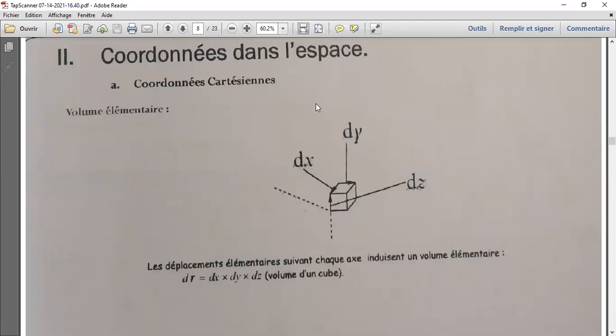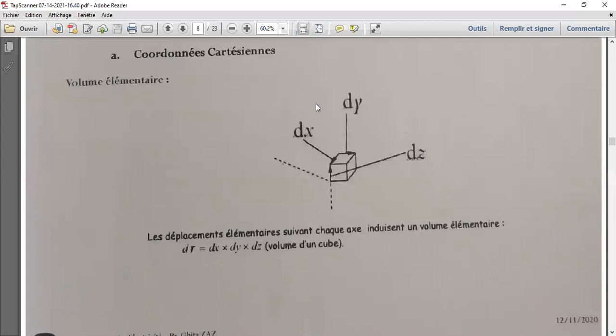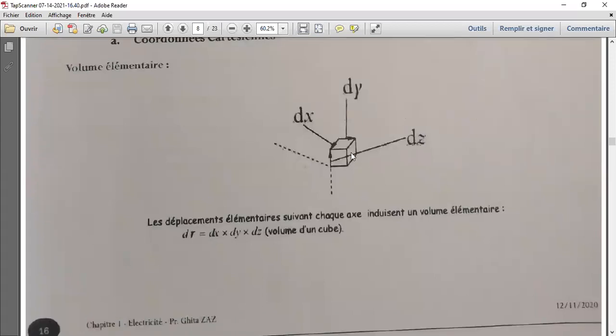And when they just tell you to calculate the volume element of a cube, don't even trouble yourself. It's just dx times dy times dz. That's all. dx times dy times dz, then you have the volume of a cube. So this is length times breadth times height, then you have the volume. So that's how you calculate the volume element.